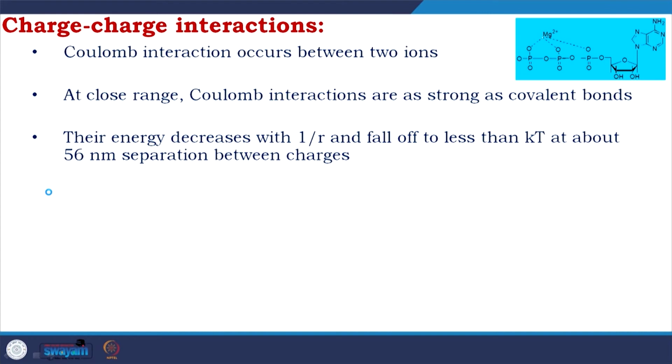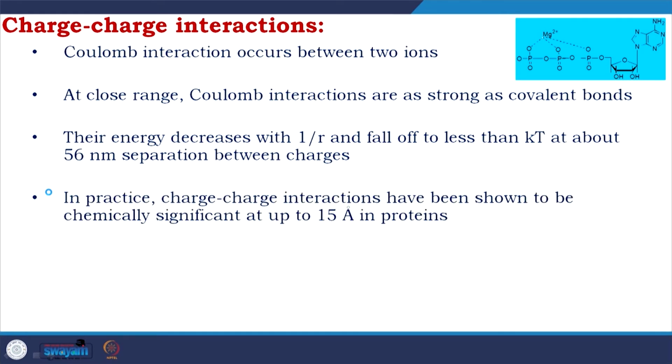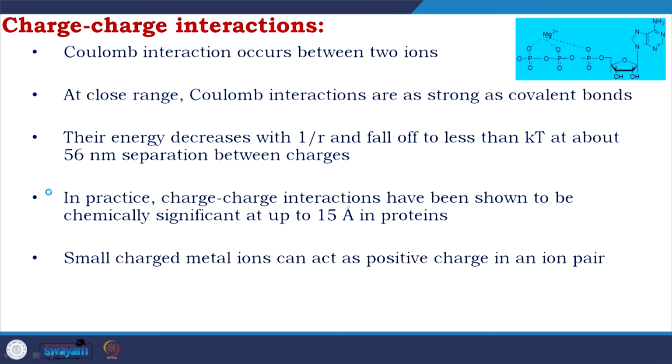So, with increasing distance energy decreases and falls to less than kT thermal energy at about 56 nanometer separation between charges. In practice, charge interactions have been shown to be chemically significant up to 15 angstrom in proteins. Small charged metal ions can act as the positive charge in an ion pair. So, these are other examples of amino acids. When this happens, these ionic interactions you see here, we call it a salt bridge.